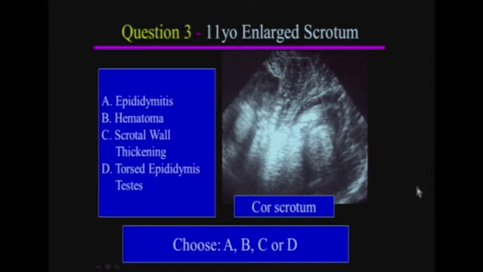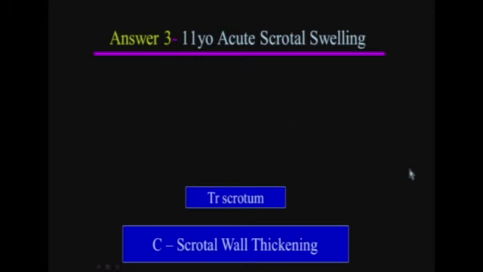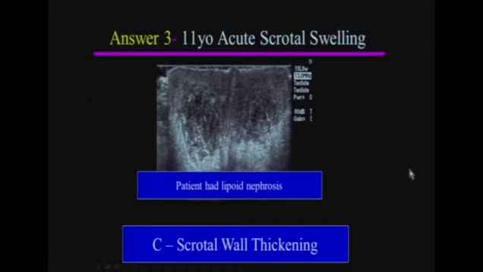And then this is the 11-year-old with an image that might have been hard to interpret, but you know now that this is a thickened scrotal wall in the case of an individual who had lipoid nephrosis in this case. The end.